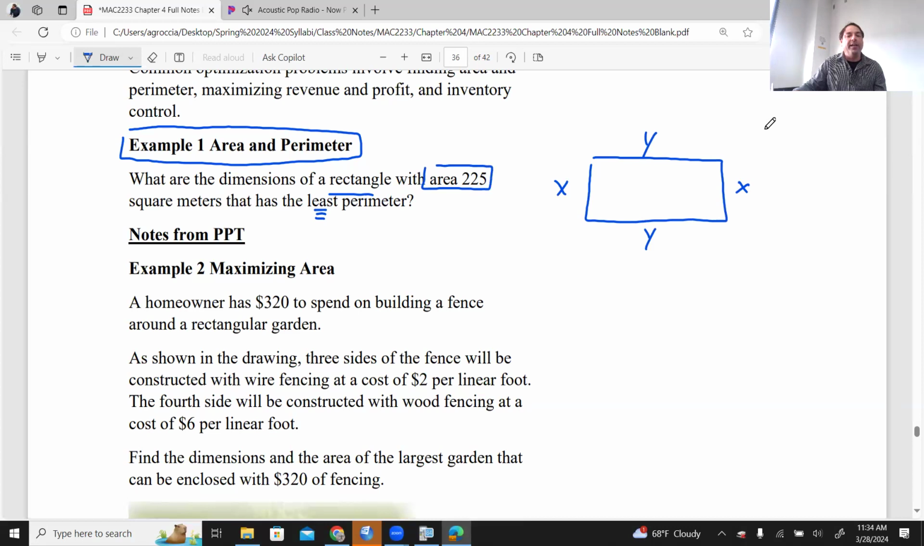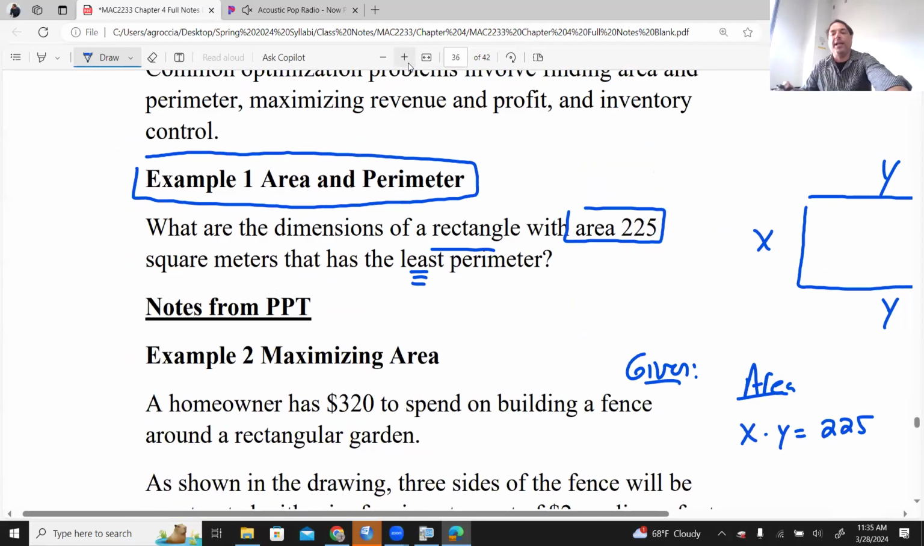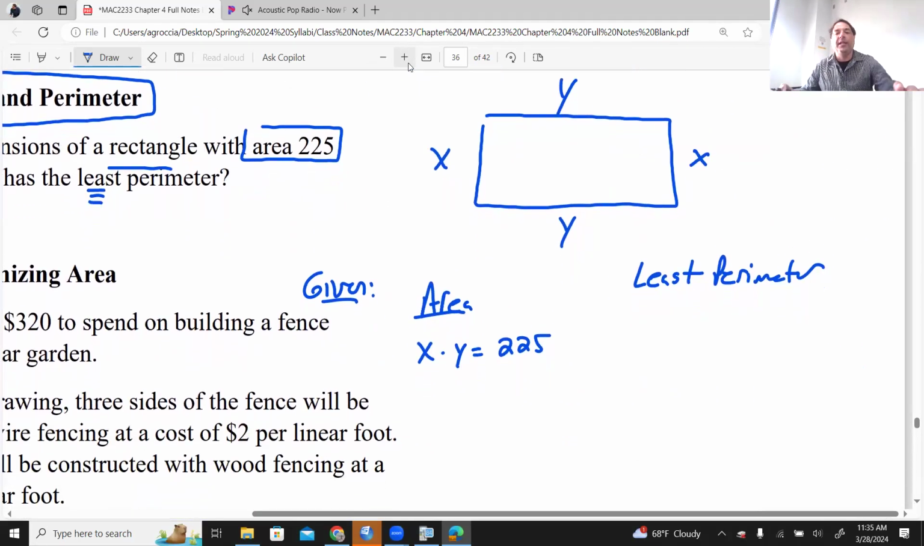Well, you remember area is length times width. So when we want to find area, it would be X times Y equals 225. Okay, so we're going to say that this is given to us in the problem. But that's not the goal. The goal is nothing to do with area. The goal is to get the least perimeter. And that clue word of least, that's trying to get at, we're going to do extrema.